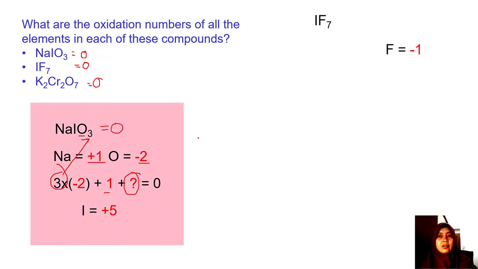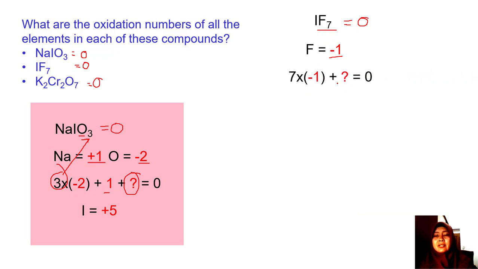Now let's see the second one, IF7. As we know, F always has -1. So to understand, the total oxidation number of this compound is equal to 0. Now we can see that the total will equal 0, so we may determine the iodine here. The oxidation number is +7.